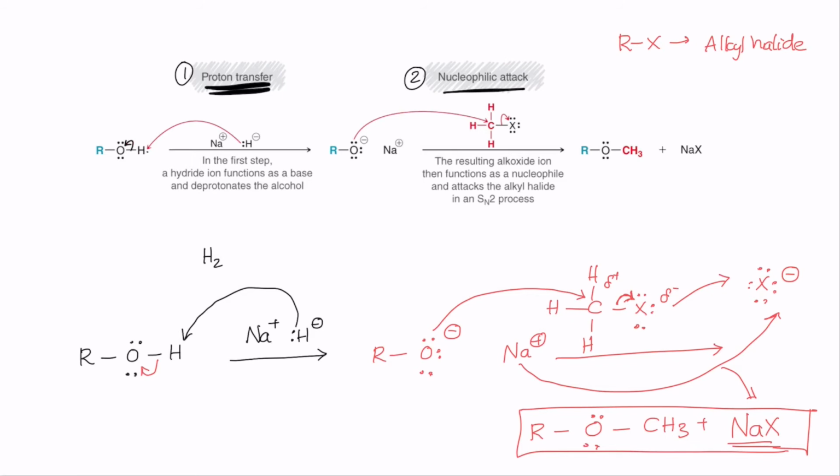So there are two processes happening. Number one is the proton transfer, and number two is the nucleophilic attack. The nucleophile here becomes the alkoxide ion. Notice that these alkoxides are really strong bases, so they can undergo a nucleophilic attack. Most commonly the nucleophilic attack here is an SN2 reaction. So that's one way of doing this reaction.